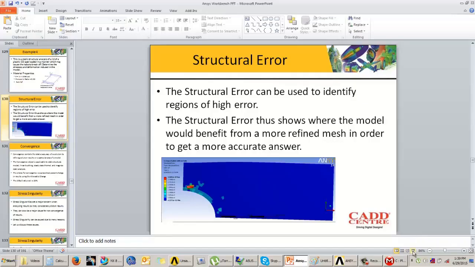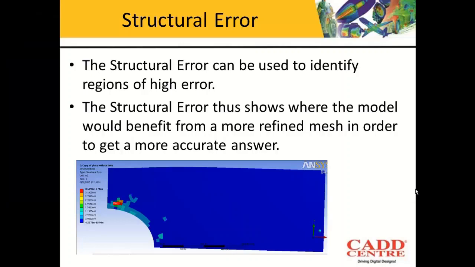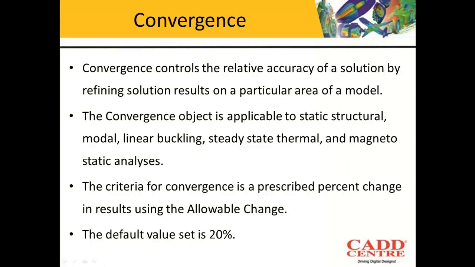Now first let us discuss about convergence. Convergence is a tool that is available in Ansys Workbench which controls the accuracy of a solution. The convergence tool can be used in static structural analysis, modal analysis, linear buckling analysis, steady state thermal analysis, and magnetostatic analysis. Apart from this, you cannot use convergence in any other analysis system.